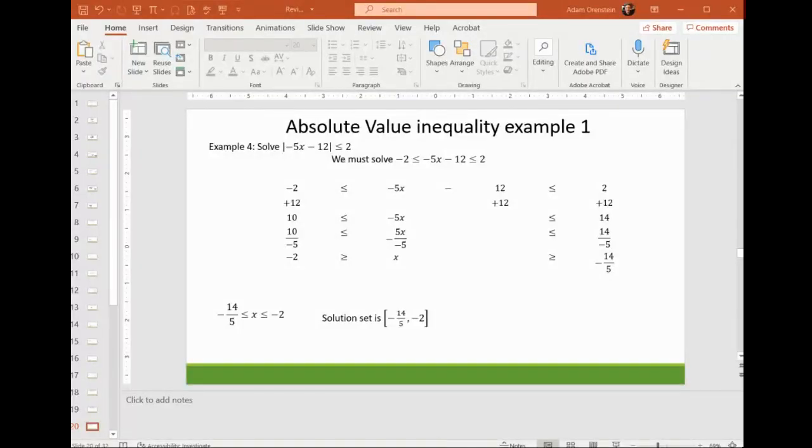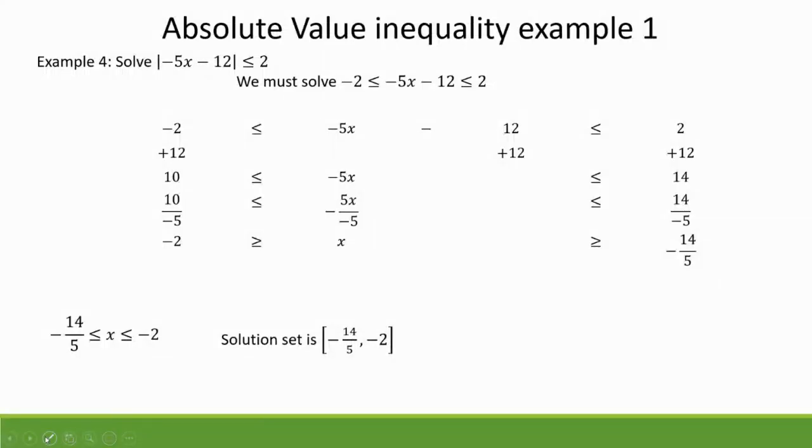So here we have an absolute value inequality to solve. The absolute value of something less than or equal to this. All right. So now what we're going to do is solve this. So how do we do that?